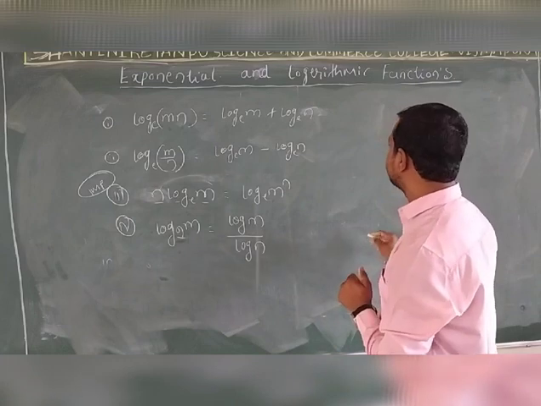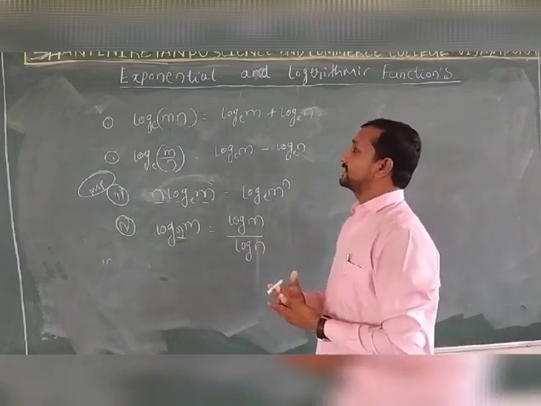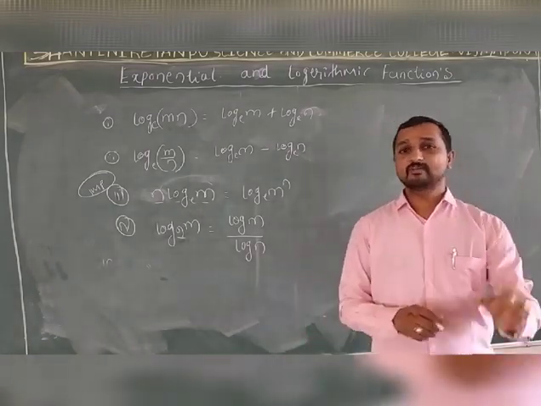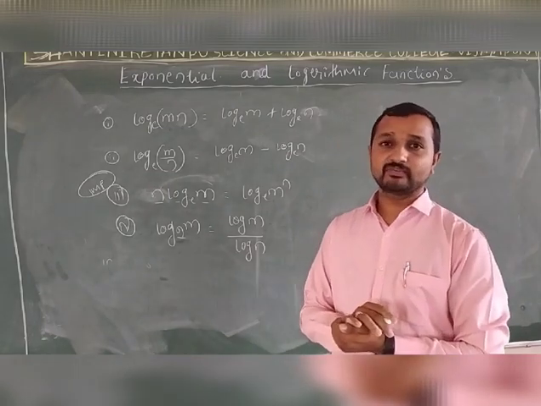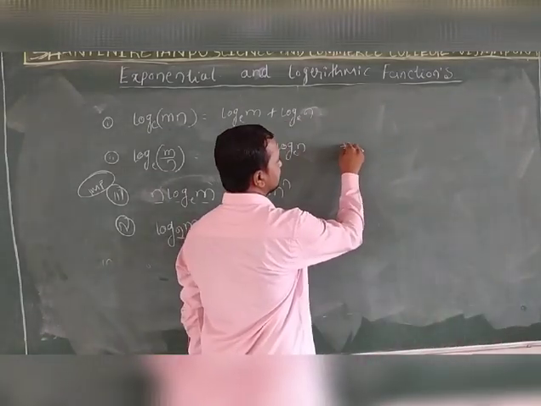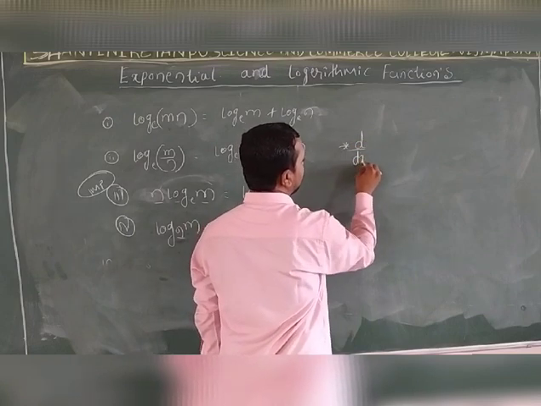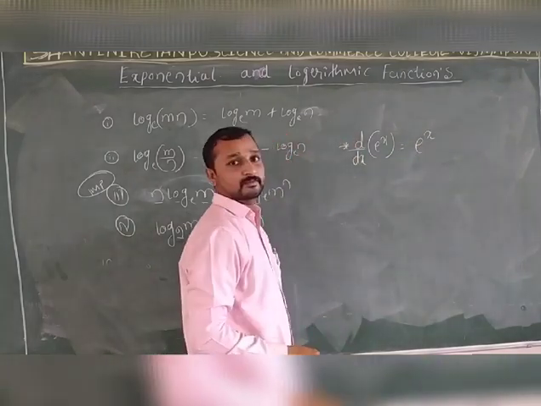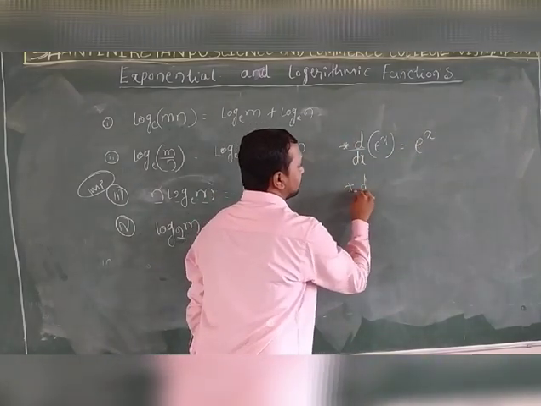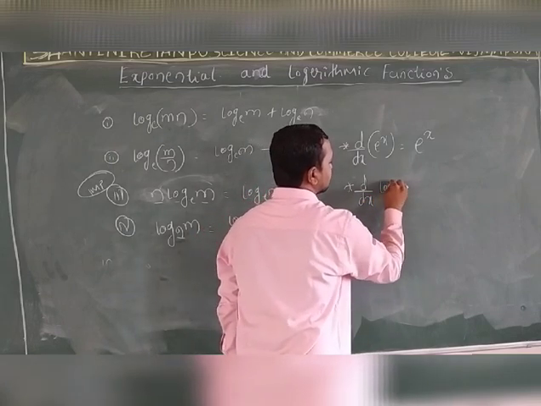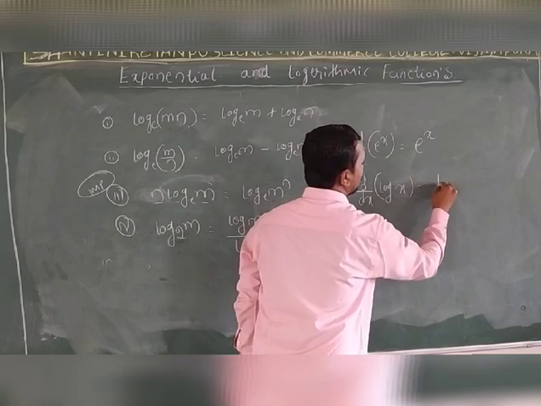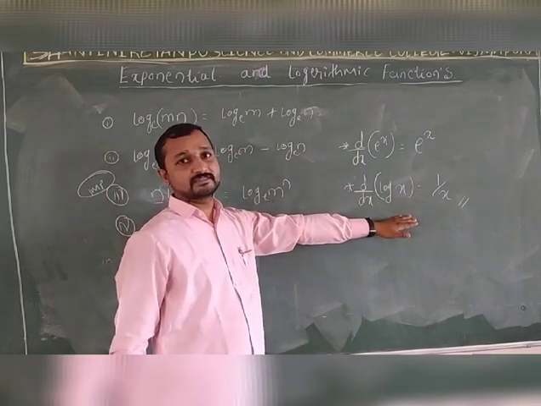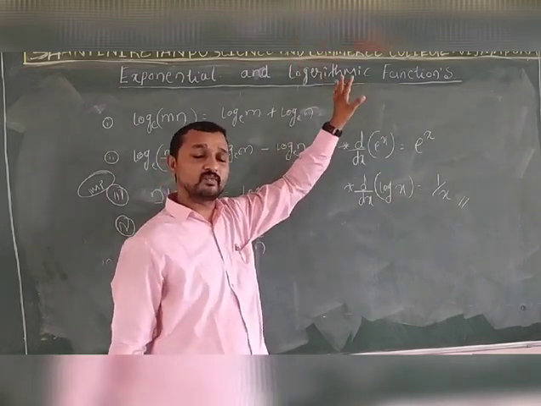Next, we can solve exponential functions as well as logarithmic functions. For that we need the formulas for the exponential and logarithmic functions, so write these down: d by dx of e raised to x. The derivative of the exponential function is the exponential function. And the second one, very important: d by dx of log x is 1 divided by x. These two are very important formulas while solving the 1 mark problems.